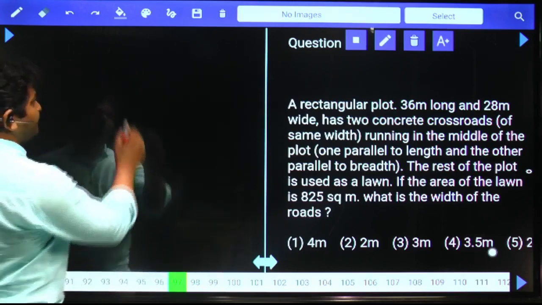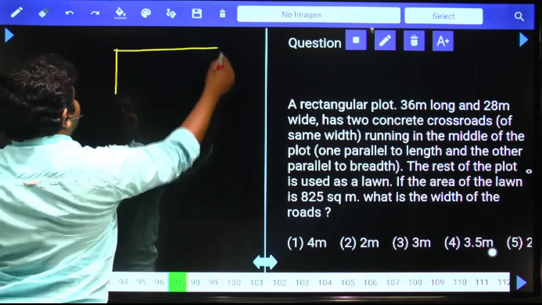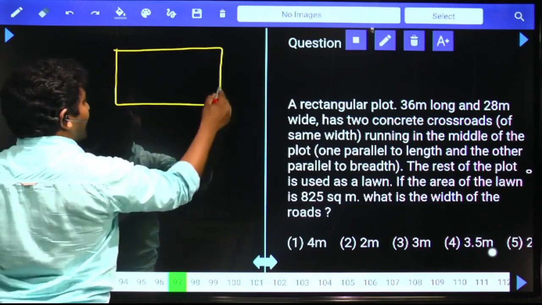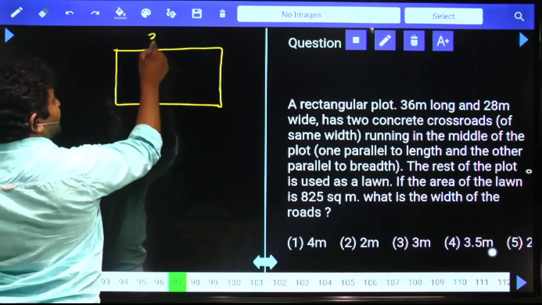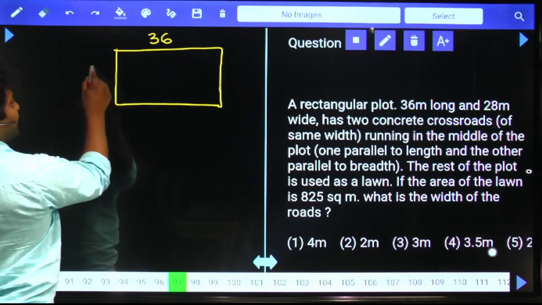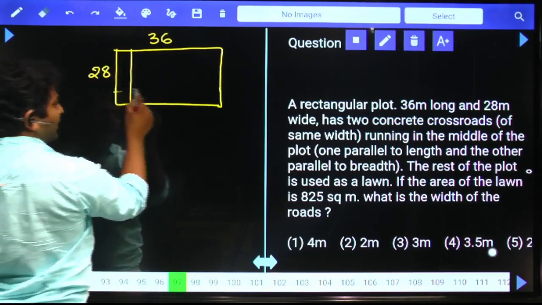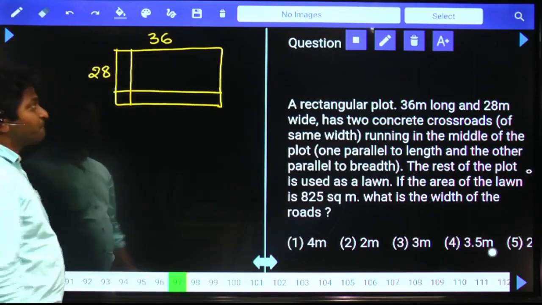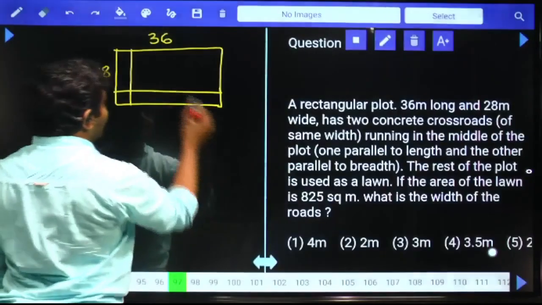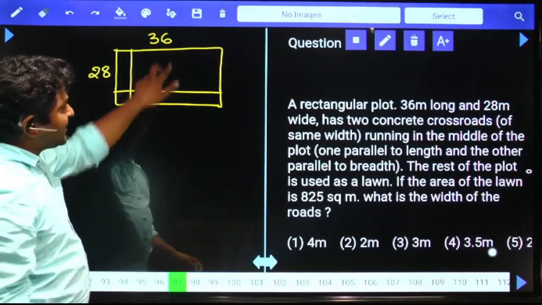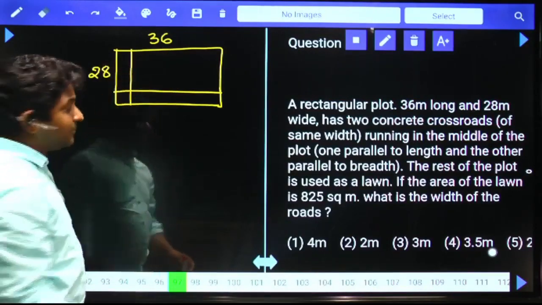Okay, now this is our rectangular plot. Length is 36, breadth is 28. We have two roads, one parallel to length, another parallel to breadth. Now again, if you look at this, you can take exactly the middle or one side also, no problem.